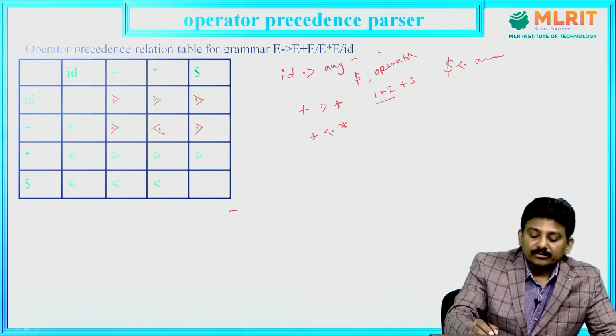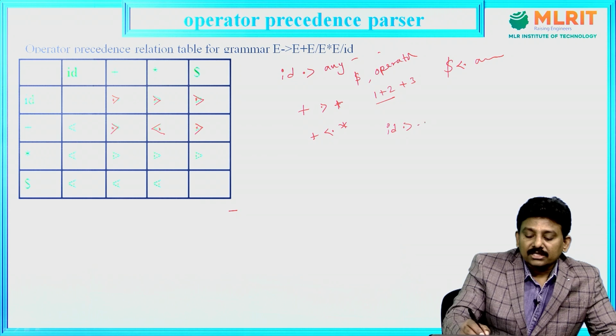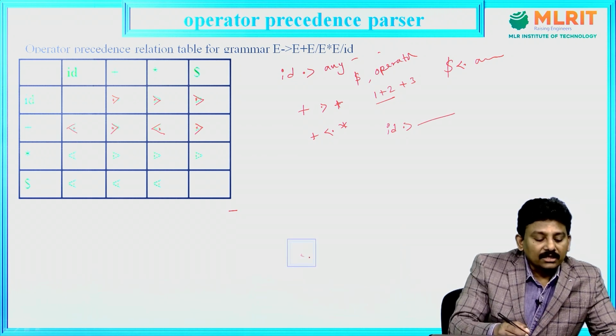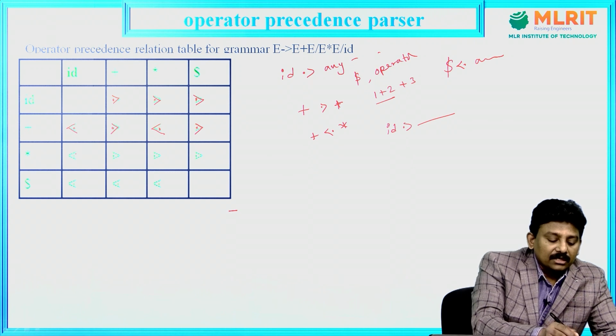Plus and ID: ID has more precedence than any operator, so plus has less precedence than ID. Star is an operator, so it has less precedence than identifier. Star has more precedence than plus.